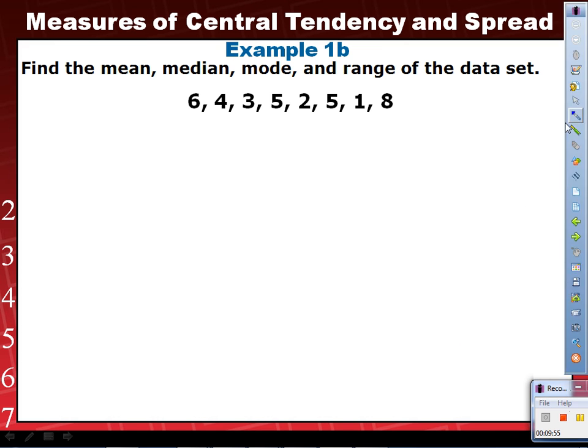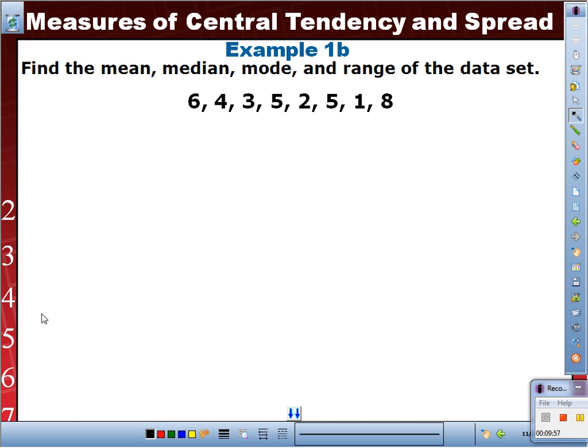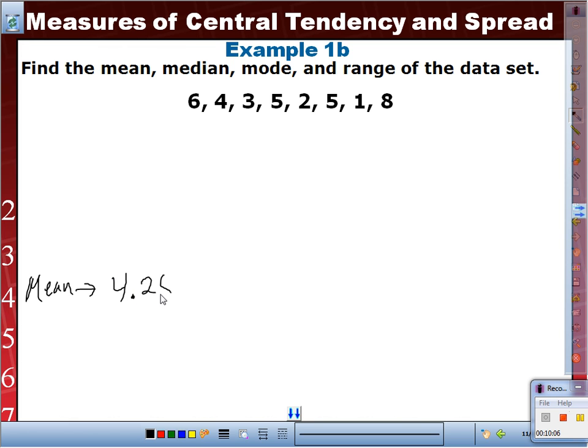All right, let's see what we got. Mean. Karina? 4.25. Hands if you got that. That is correct. Now, before I move on, look up. For the mean, I want you to label, we're going to use this symbol. Look up. Put an X with a little bar on top of it. That's the symbol for mean.